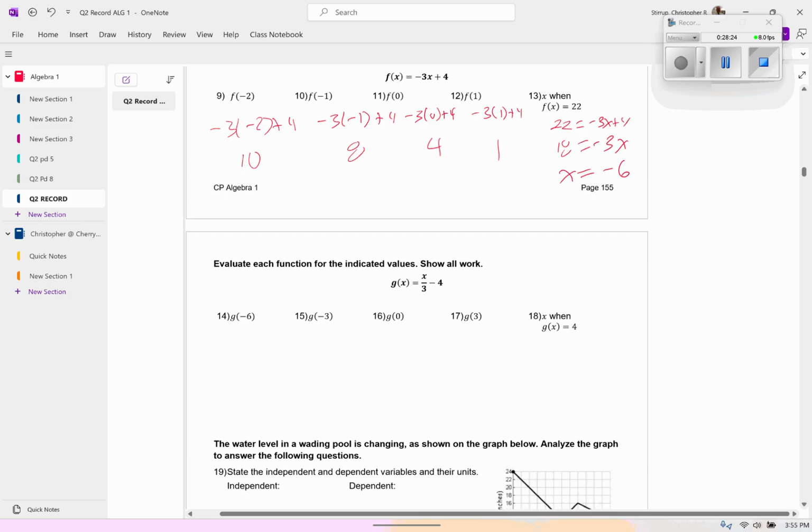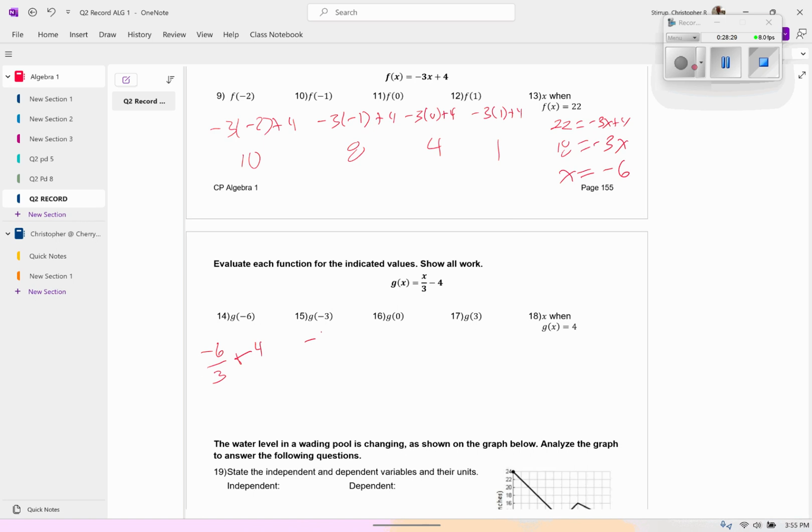All right, number 14. We're going to plug in to the x. And then 4 equals x over 3 minus 4. So that's going to give me negative 2 plus 4, which is 2. That's going to give me negative 2 minus 4, which is negative 6. 0 minus 4 is negative 4. 1 minus 1 is 0, because 3 over 3 is 0. On this one, we can add 4 to both sides, and then multiply by 3. x is equal to 24.